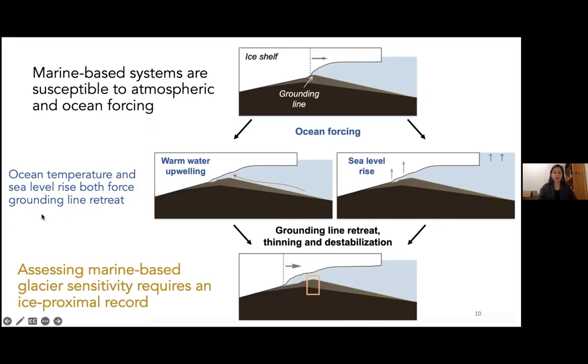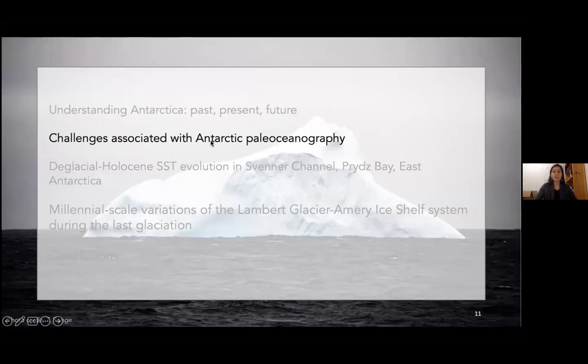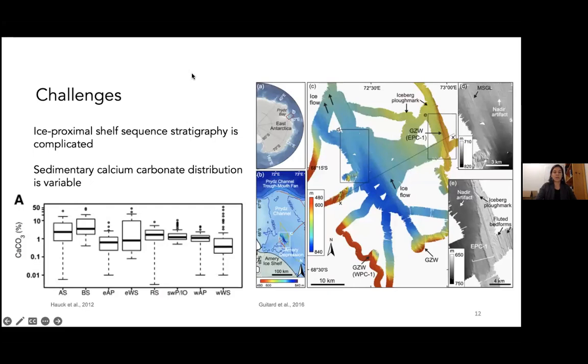So assessing marine-based glacier sensitivity requires an ice-proximal record. Of course, there are challenges with that, and we'll just jump right into the challenges associated with dealing with these records and Antarctic paleoceanography in general. Ice-proximal shelf sequence stratigraphy is inherently complicated. It mostly has to do with the fact that you have ice, this very mobile force, going back and forth across the margin and essentially bulldozing your record.